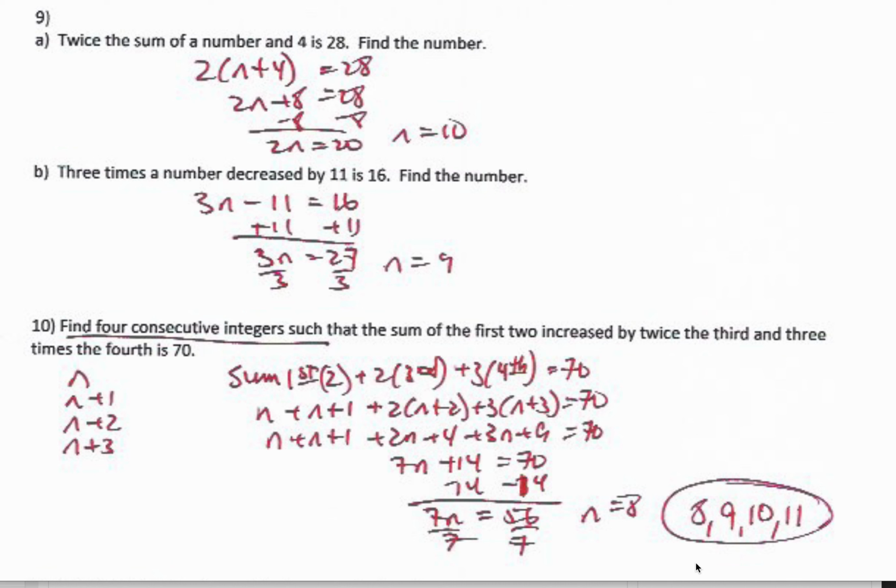Video, picking up on number 9. Twice the sum of a number and 4 is 28. Find the number. So it's twice the sum. So we have to do the sum first, which is n plus 4. And then we have to do twice it. So that's 2 times (n plus 4) in a package.